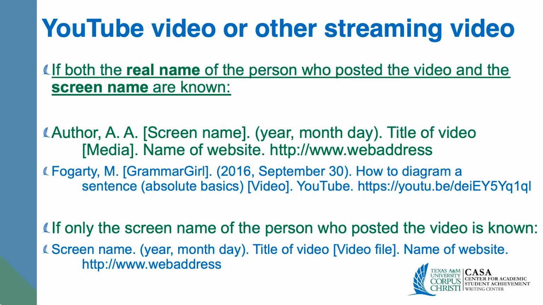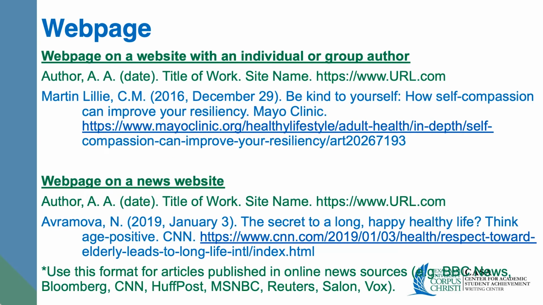And then you're going to put, again, in brackets, the media, the website's name, YouTube, and then the link to the video itself. Let's say you're going to cite a full web page, like the Texas Board of Nursing. You would use the author's name, the full date that the article was published, if you have it, the title of the work, so Be Kind to Yourself, How Self-Compassion Can Improve Your Resiliency, the name of the site, and then the full URL.